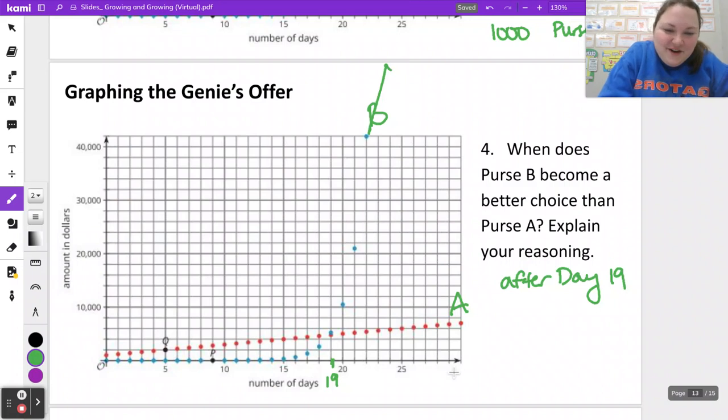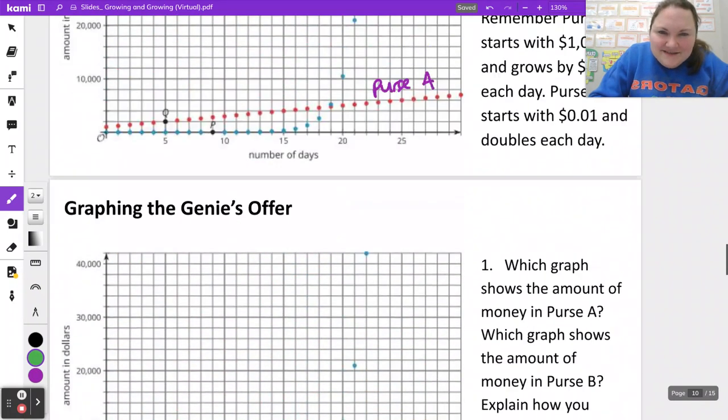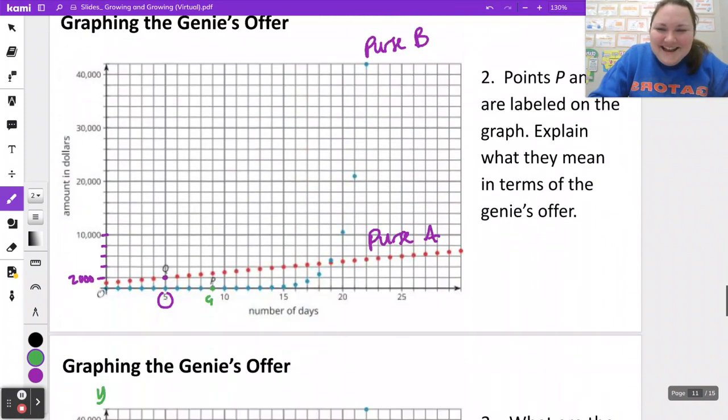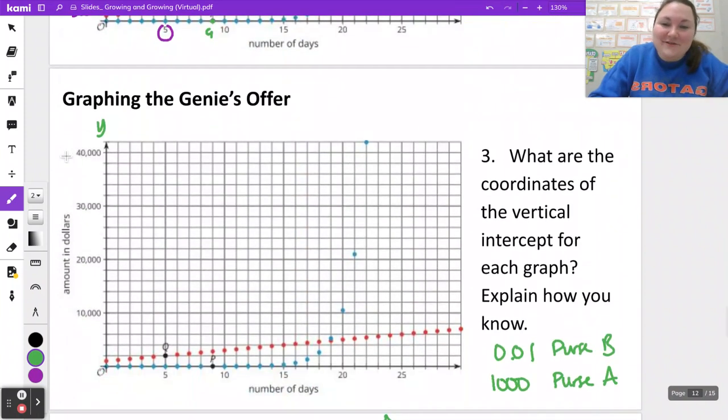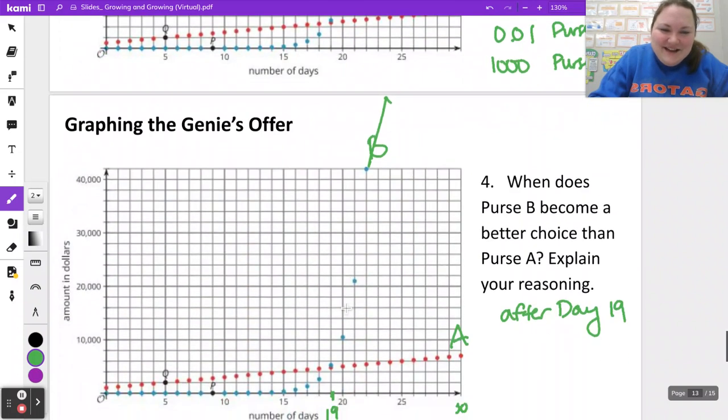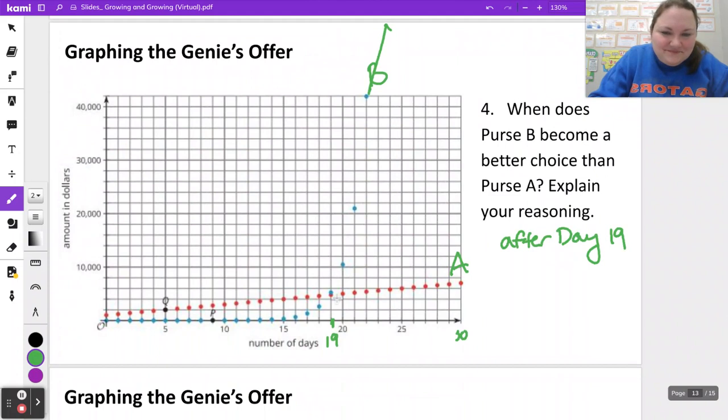We had seen at day 30, right? Remember, it was, what was it? Was it 10 million? Yeah, $10 million. And that does not fit on our graph here. That only goes up to $42,000. And so day 19 is that day where it becomes the better option.